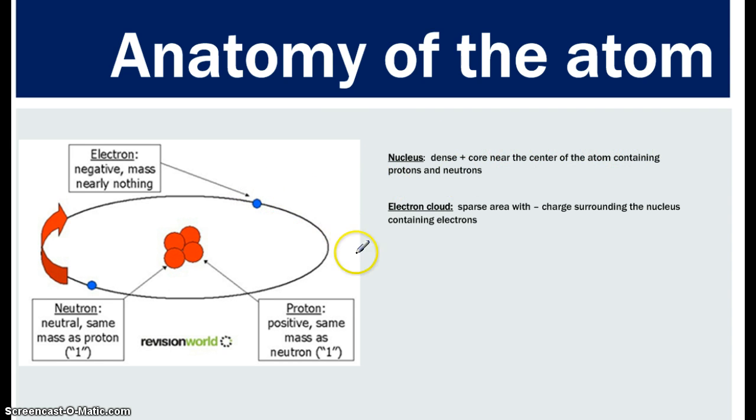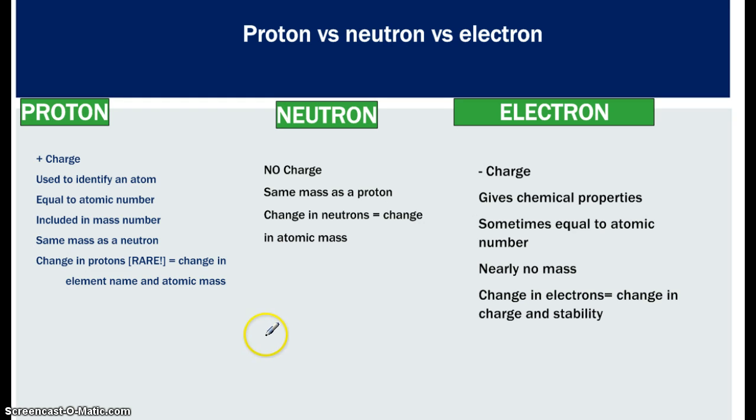The electrons are not in the center, but they are near the outside of the atom, in a place called the electron cloud. Electrons are much smaller than neutrons and protons. Electrons have a negative charge, and protons have a positive charge. Okay, so a proton has a positive charge.